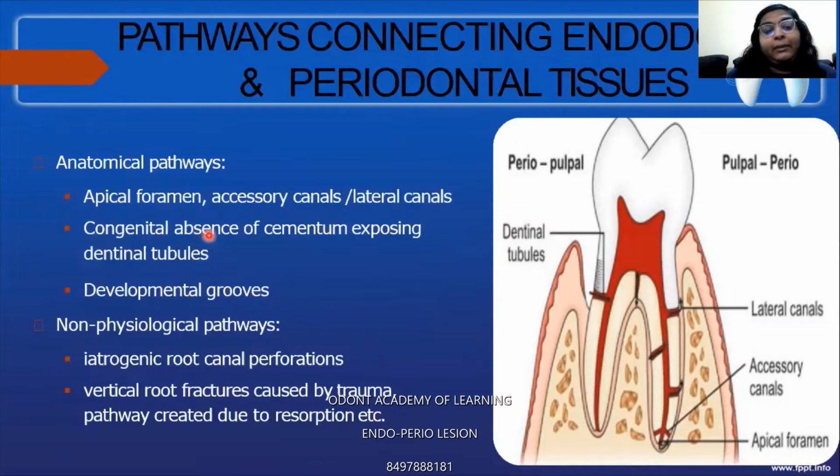The non-physiological pathways are iatrogenic root canal perforations. So what happens is, if the access opening has not been done properly, or if there is a perforation at the floor of the pulp chamber, or if there is a coronal perforation or an apical perforation or a zipping, then that is again a man-made pathway. It's an iatrogenic perforation which is creating a pathway between the periapical tissue and the pulp. Vertical root fractures, which are caused due to trauma, or the pathway created due to any kind of resorption, either internal resorption or external resorption. So these are the non-physiological pathways.